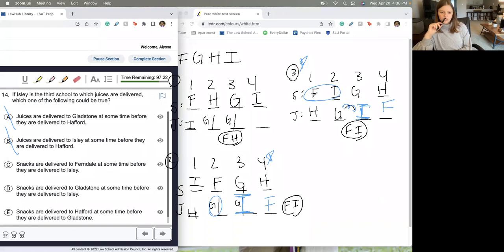Snacks are delivered to G at some time before they are delivered to I. Nope. I is always going to come before G in that snack line. Snacks are delivered to H at some time before they are delivered to G. Nope. G is always going to go before H in our snack line. So that leaves me with my answer of C.